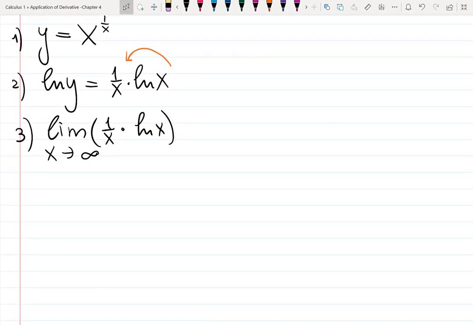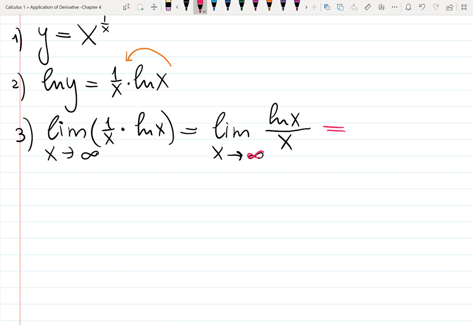Let's see, this is one of the cases when you have to convert something to a quotient, or maybe everything is fine. Well, actually 1 over x times log is already a quotient: ln x over x. So what case is that? When x goes to infinity, the denominator goes to infinity, and the numerator goes to infinity, because log at infinity is infinity. Then it's L'Hopital's rule.